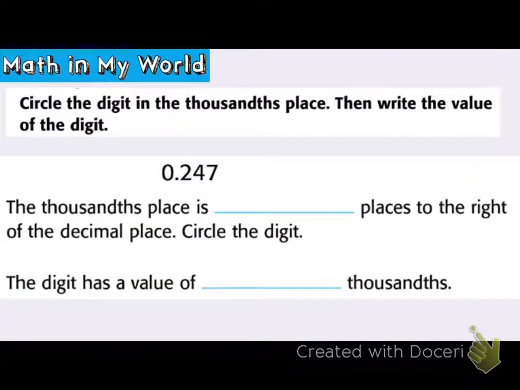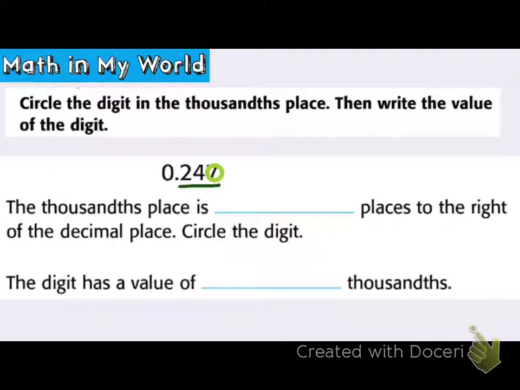All right, example 2. This is focusing primarily on step 1, the value. It says circle the digit in the thousands place, then write the value of the digit. Well, I know there's tenths, hundredths, thousandths. So the number in the thousands place is the last digit, or the 7. So I'm going to circle the 7.